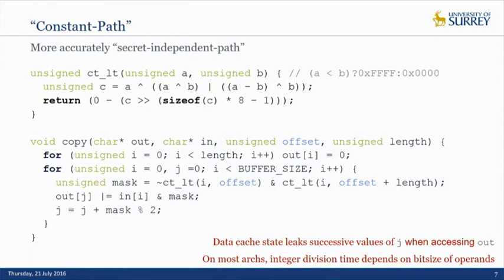And then there's a small possible leak here as well, where on most architectures, integer division takes a time that depends on the bit size of its operands. And here the mask is either all ones or all zeros, so the bit sizes are wildly different. And that might actually leak information about whether you're in range or out of range as well.